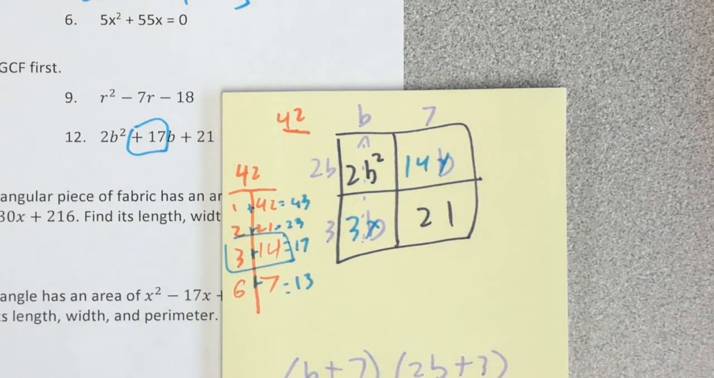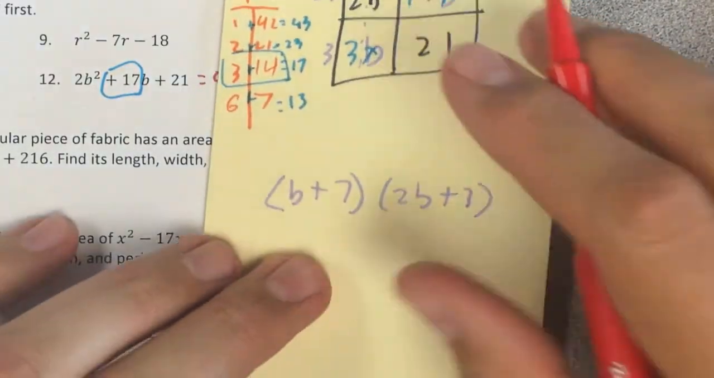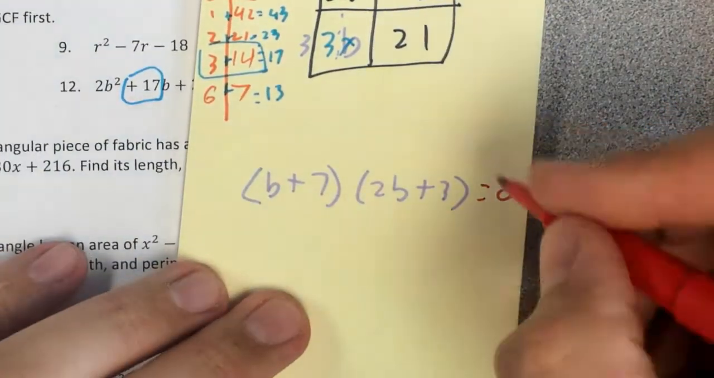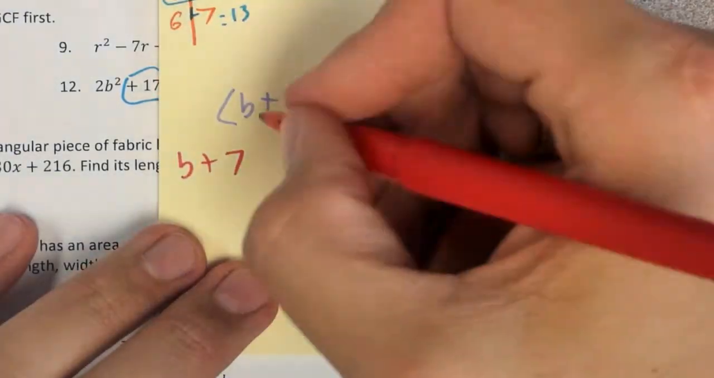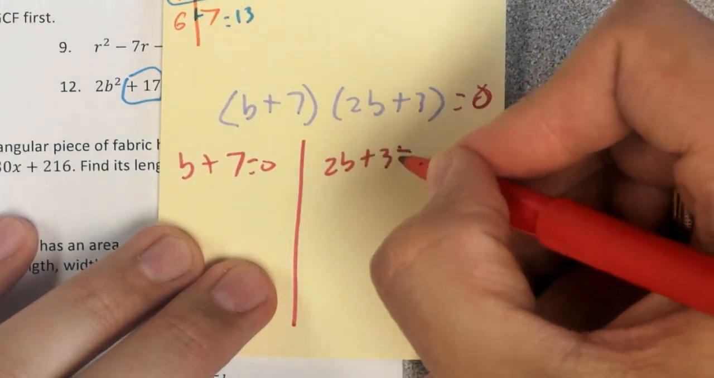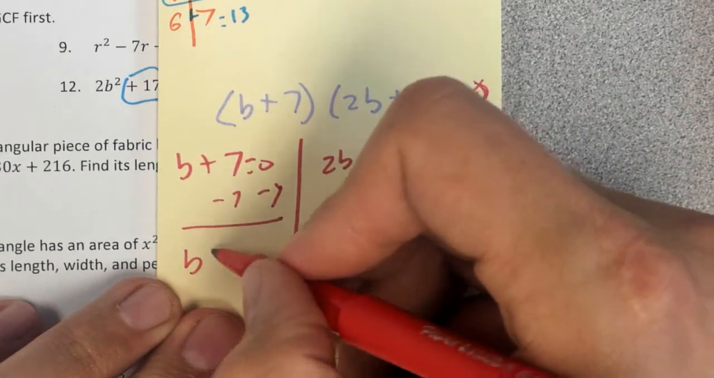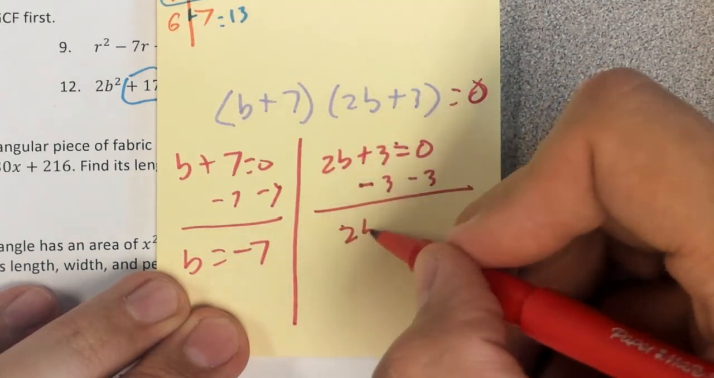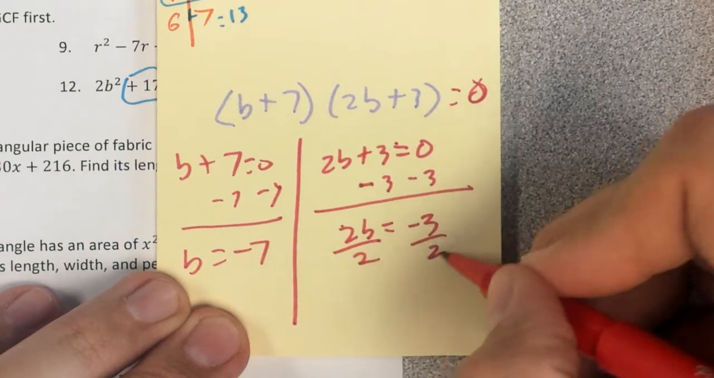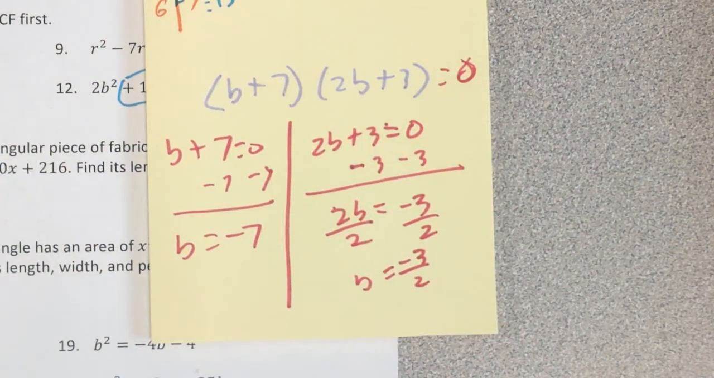I'm going to take it just a little bit further because we're going to solve this. If I started off saying this was equal to 0, then I can say this was equal to 0, and I can solve for the zeros. I would split this up. b plus 7 is equal to 0, and 2b plus 3 would be equal to 0. Minus 7 on both sides, I would get b is equal to negative 7. And over here I would minus 3 first and get 2b is equal to negative 3. Then I have to divide by 2. b is equal to negative 3 over 2. If I was given this is equal to 0, I could solve it and do that. Okay.